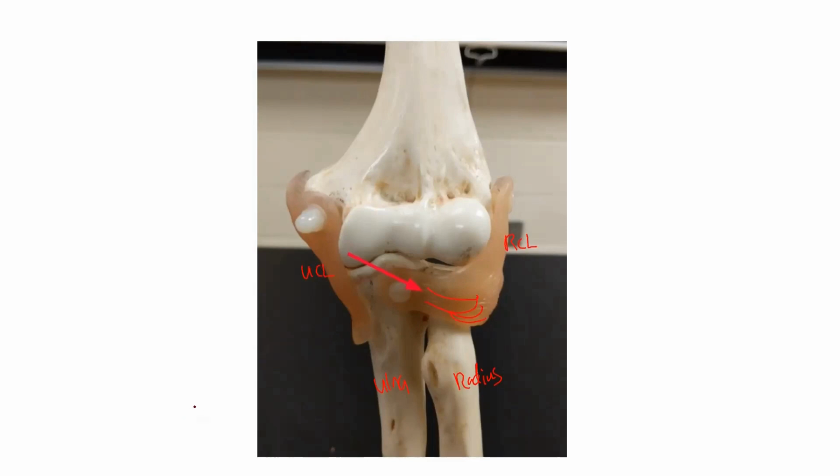So the first thing you're going to want to do is find the laterality. So which bones are you looking at? So which one is the radius, which one is the ulna, and that will be a good guidance in terms of naming those ligaments, right?